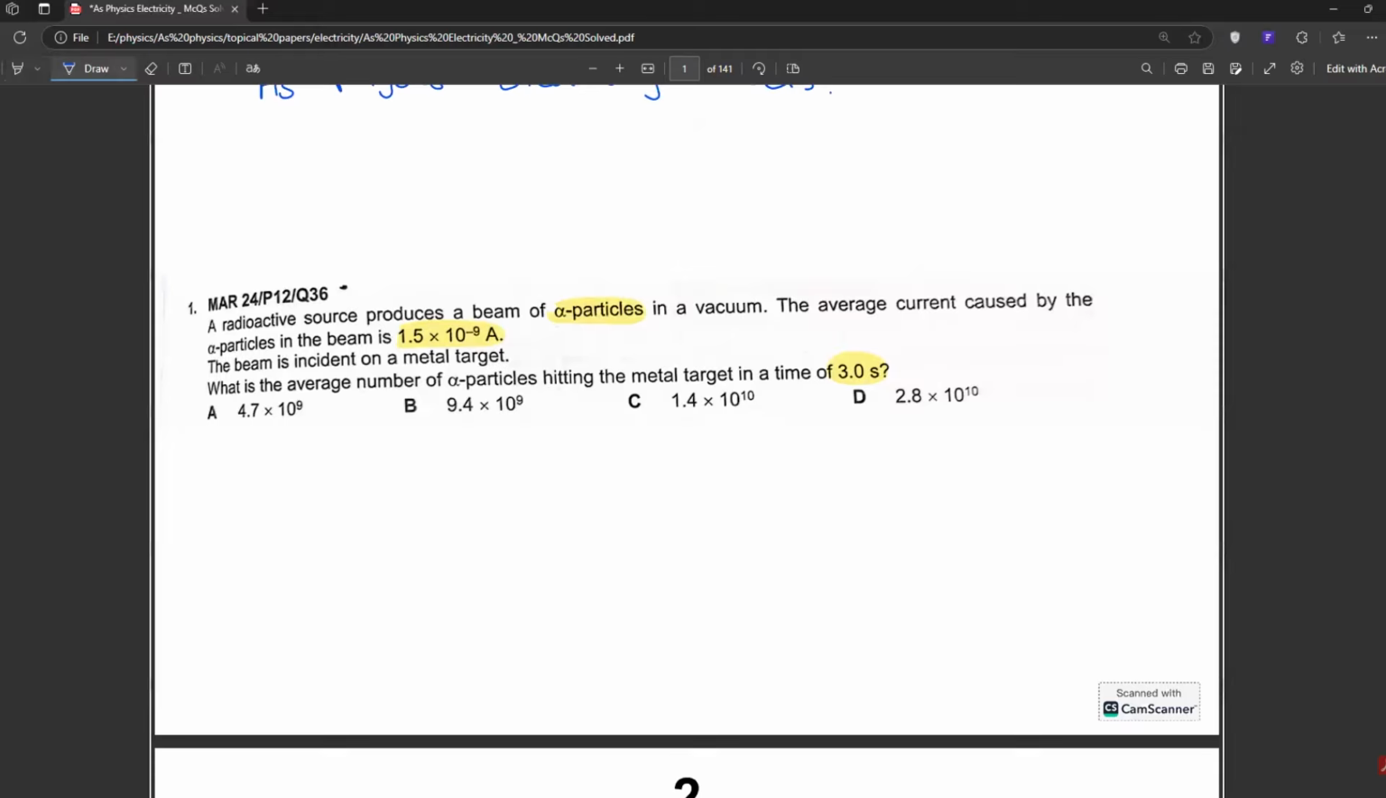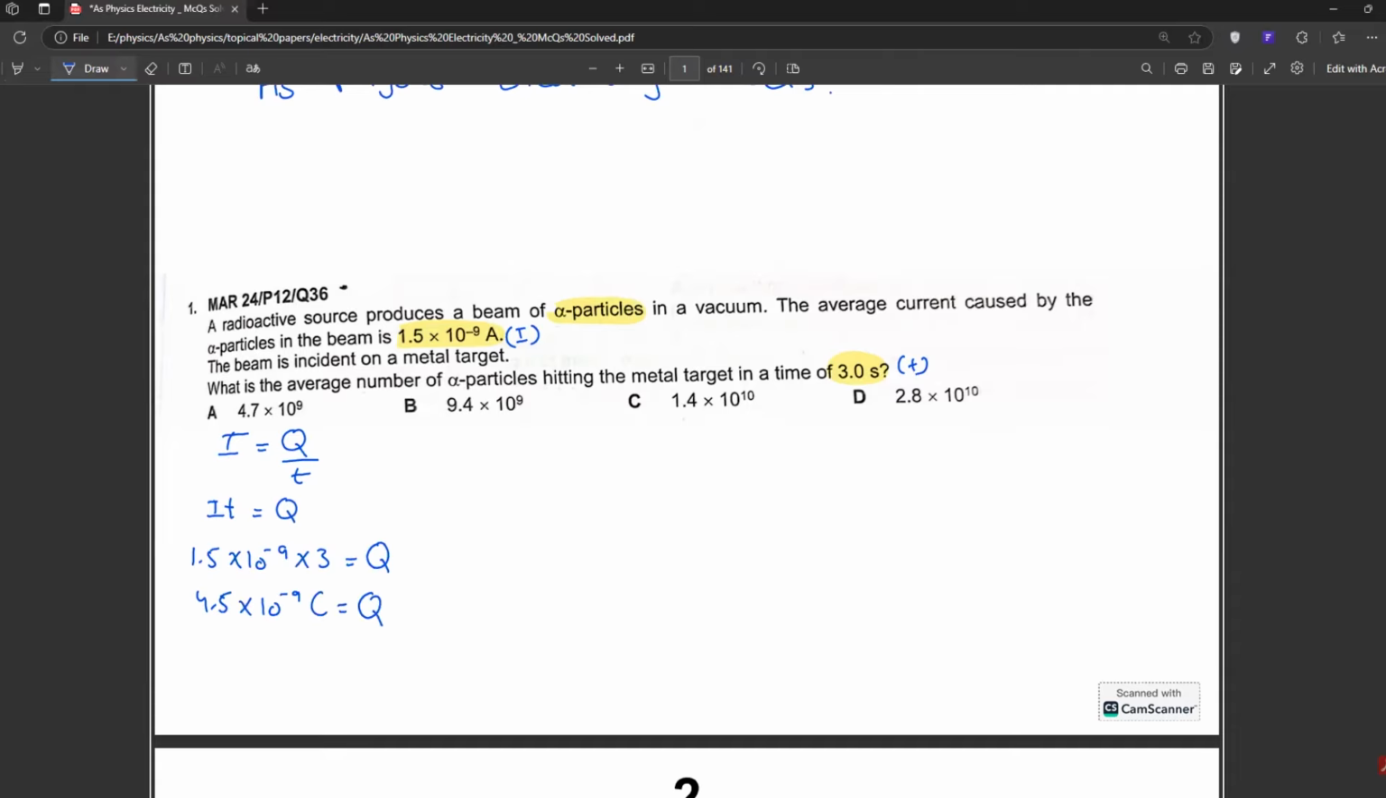First of all, utilizing the current and the time, you can calculate the charge. Current is equal to charge over time, so current into time will be equal to your charge. What is your current? 1.5 into 10 raised to the power of minus 9. What is your time? That is 3. What does your charge come out to be? 4.5 into 10 raised to the power of minus 9 coulombs.